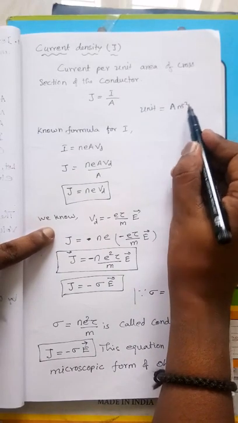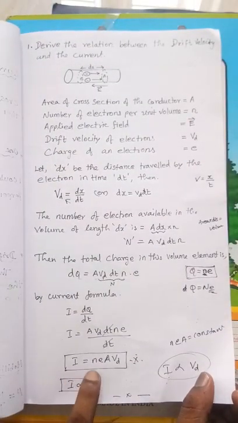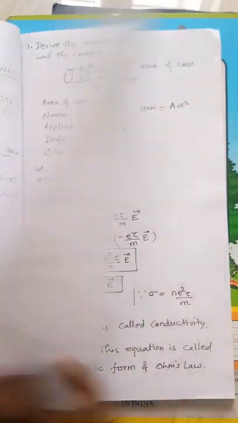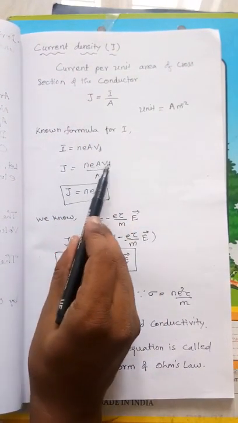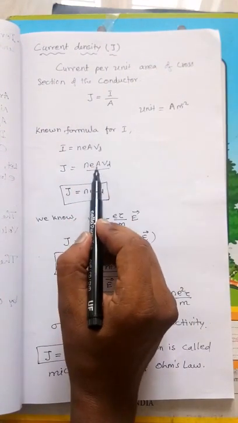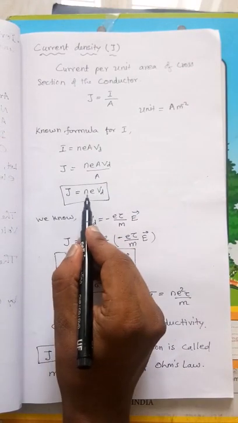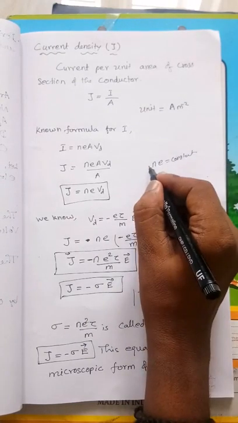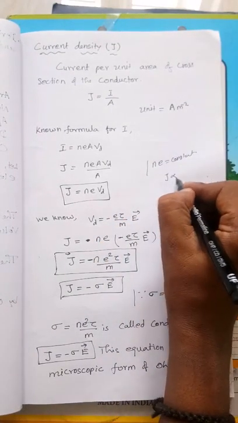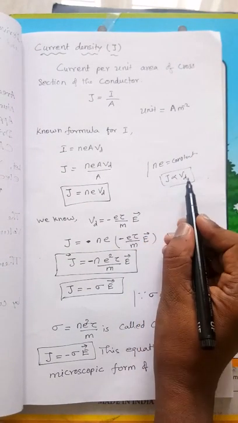Ampere per meter square, that is A m power minus 2. Now you know the formula I is equal to neAvd. Substitute the value here in place of I. Now we want to find the J value. J is equal to nAevd divided by A, and the A cancels. So you will get J is equal to nevd. Here n and e are constants, so we can write J is directly proportional to vd. That is, the current density is also directly proportional to drift velocity.